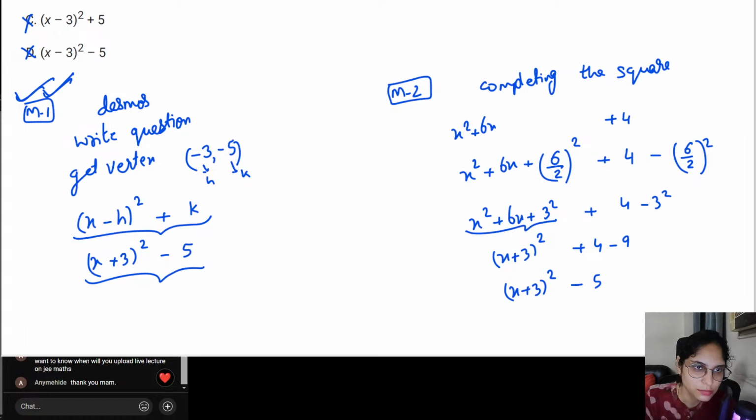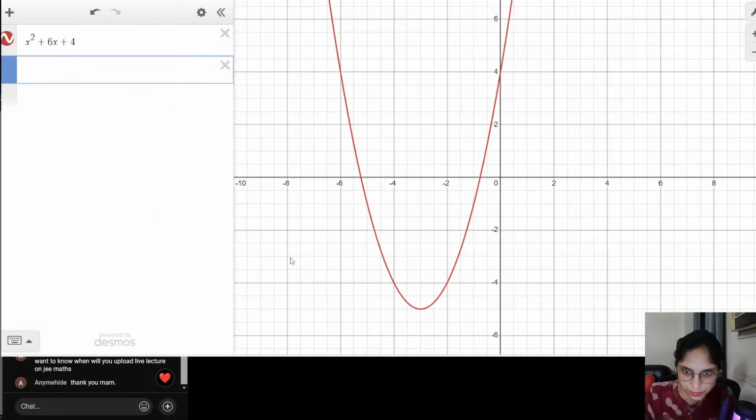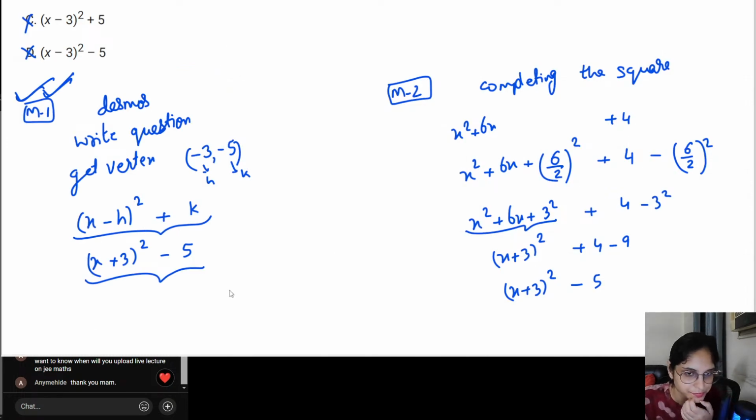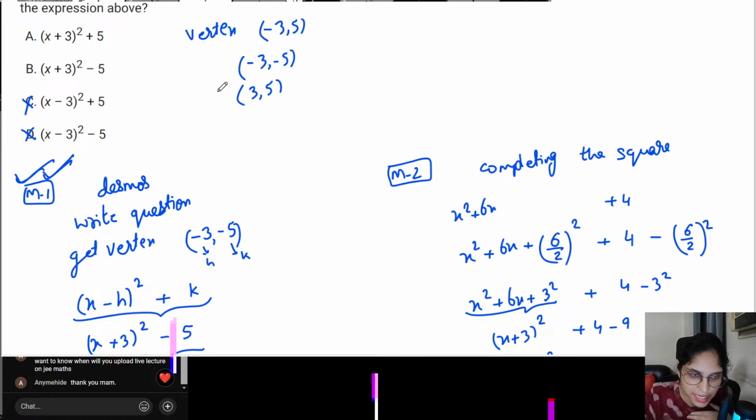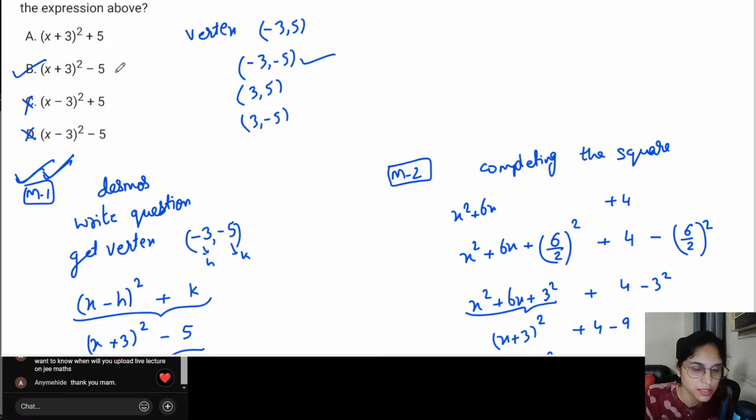So yeah, use Desmos if you're doing this method. Just take the vertex and just write the vertex form. It's that easy, or you can get the vertex from here. Vertex in this question is going to be negative 3 comma negative 5, because it is x minus h. So you have to take the opposite sign for x and the same sign for y. And we're getting our vertex as this much, so this is my answer. Do not do completing the square over here.